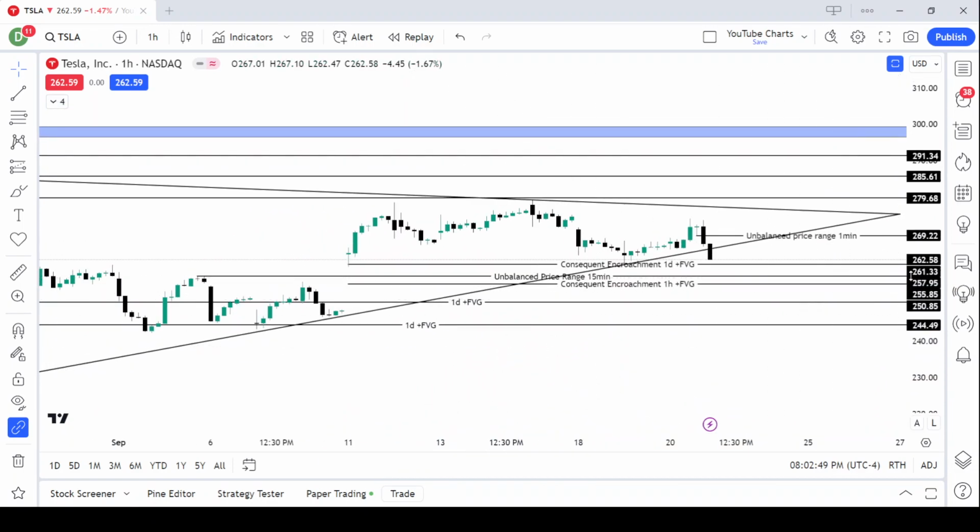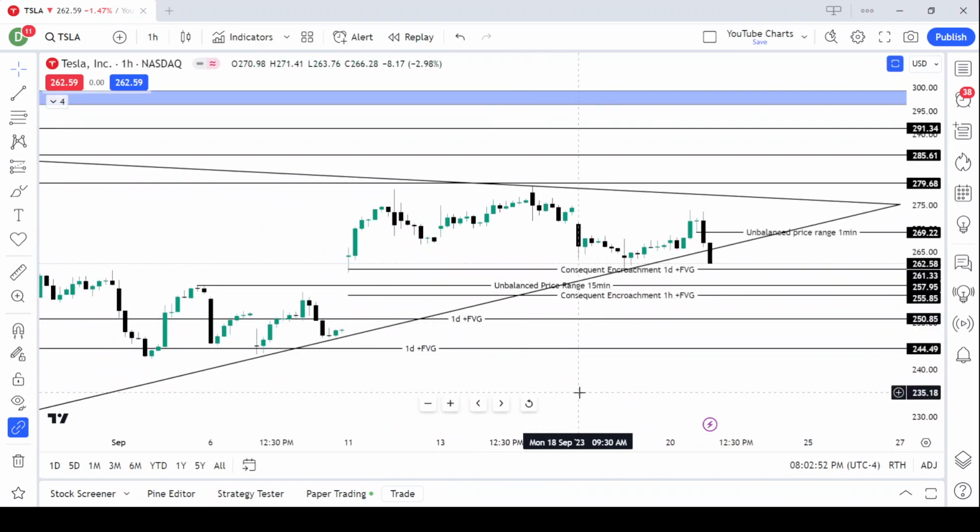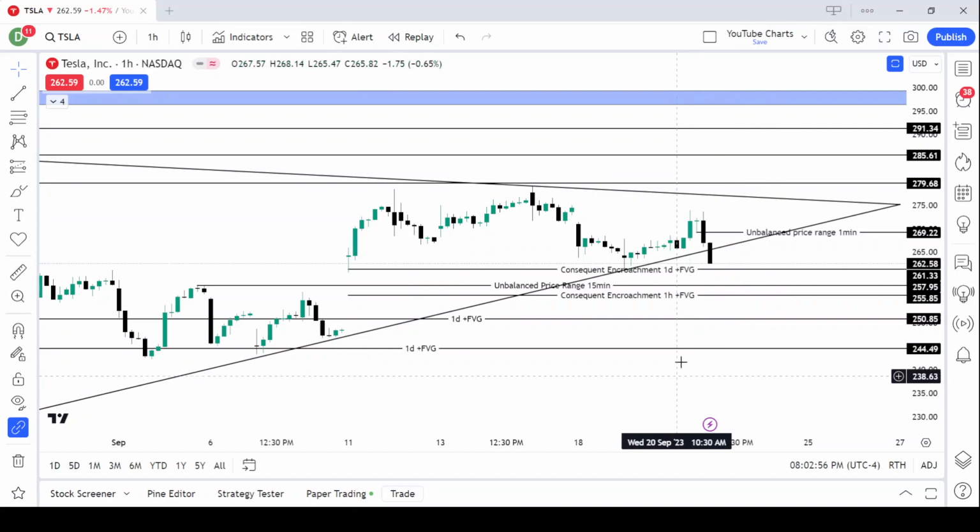We got the 1-hour time frame, right? So today's price action on the 20th. Okay, we kind of came down. We saw that run up right before the run up to the FOMC meeting, right? That's what that move was right there.